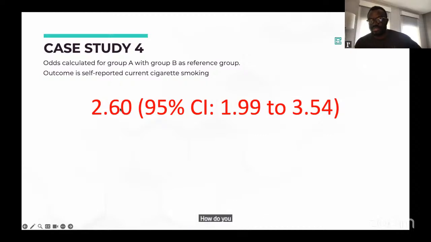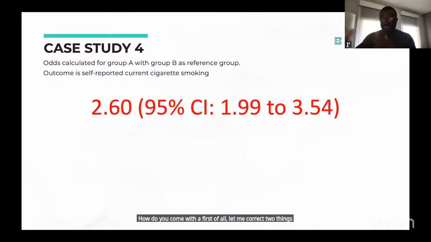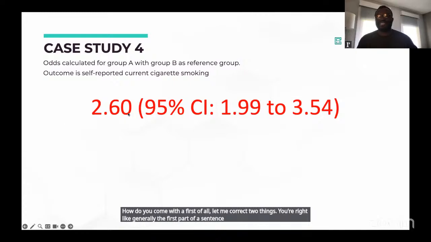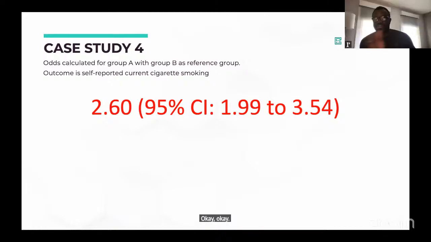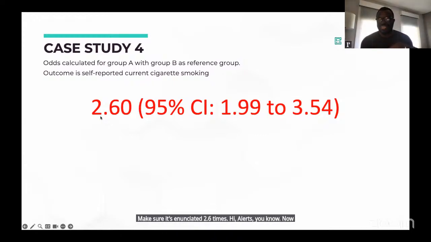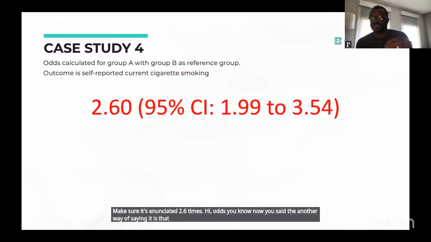First of all, let me correct two things. You're right, like generally the first part of a sentence. But when you say 2.6, make sure you include the word times. So it's not just saying 2.6 odds, 2.6 times. Don't just swallow that word, okay? Make sure you enunciate it. 2.6 times higher odds. Now you said another way of saying it is that it's 60%. Why? How did you come up with the 60%?